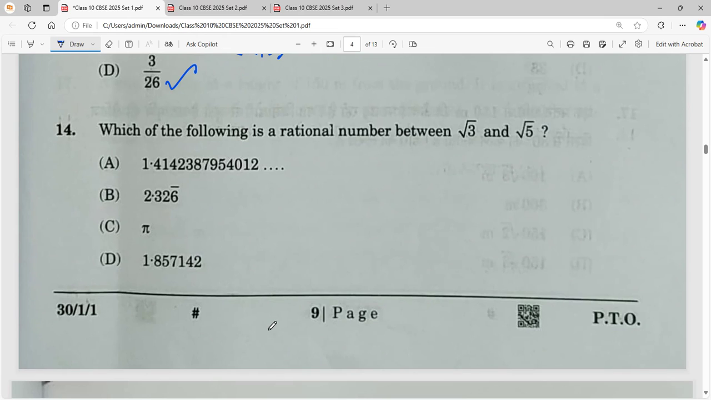Which of the following is a rational number between root 3 and root 5? So we know that root 3 is 1.732 something. Root 5 is definitely going to be some value greater than 2.